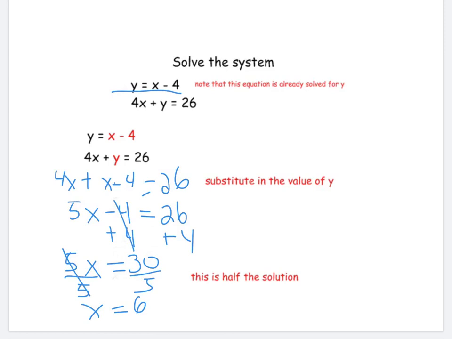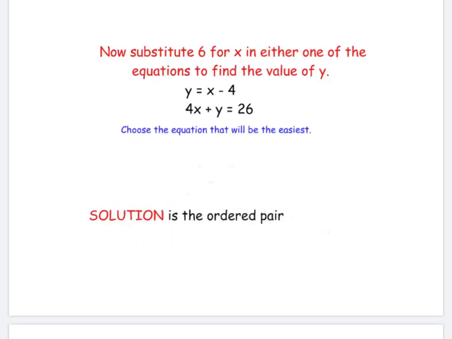So that is half of our solution, because remember, the solution is the ordered pair that both lines share, or basically when we graphed it, where the lines intersect. So our x value of that coordinate would be 6. To find the y value of the coordinate, I have to substitute 6 in for x in either one of the equations to find the value of y. It does not matter which equation you choose. I would look at it and see which equation looks the easiest to solve for the value of y.